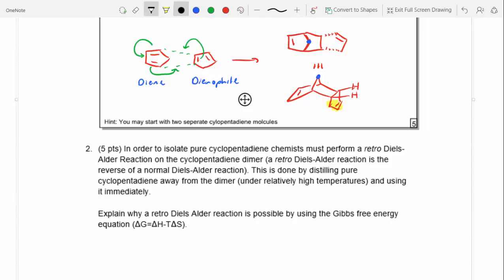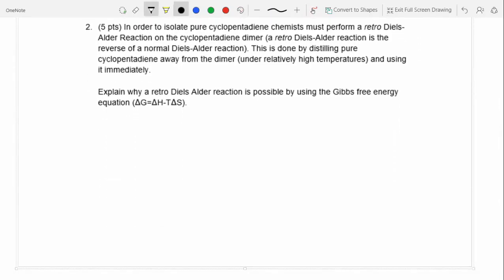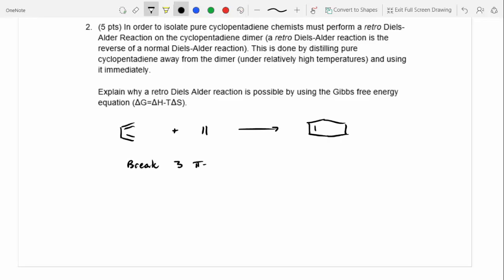And so let's take a look at a simple Diels Alder reaction. I've got my diene and I've got my dienophile, and I'm going to form a simple Diels Alder product. If we think about this, we are going to break 3 pi bonds, and we are going to make 1 pi bond, and we are going to make 2 sigma bonds. Do you guys think that the delta H for this reaction will be positive or negative?